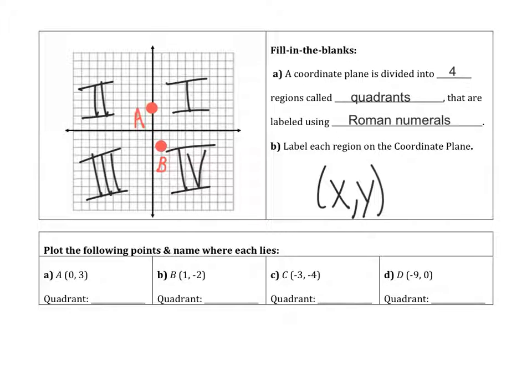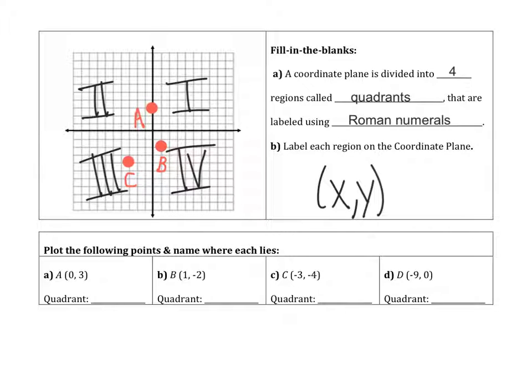And there's my point B. Next, I will plot negative 3, negative 4. So my x value is negative 3 and my y value is negative 4. So that means I'm going to go to the left 3 and down 4. Remember, I'm starting in the origin. I'm going to count to the left 1, 2, 3, and down 1, 2, 3, 4. And there's point C.